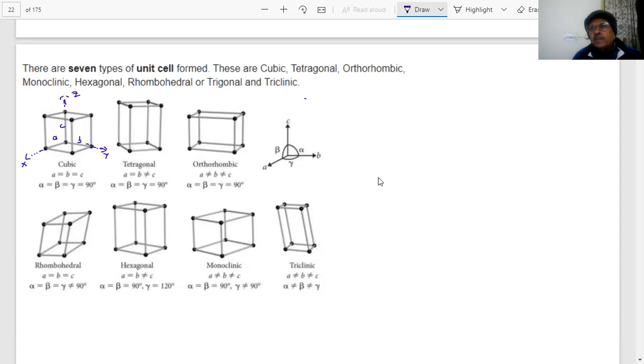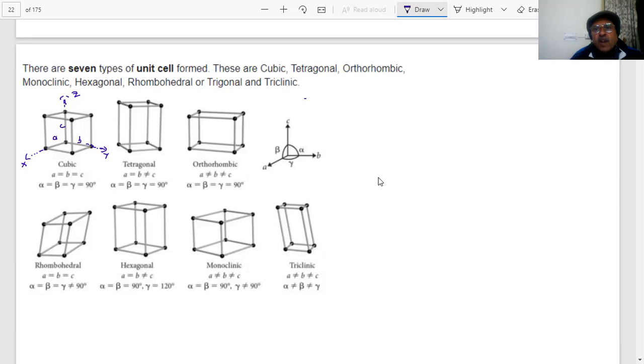Orthorhombic. Now, what is happening in orthorhombic? Angles are still 90 degrees, but the three sides are now different. You can see A is not equal to B, B is not equal to C.